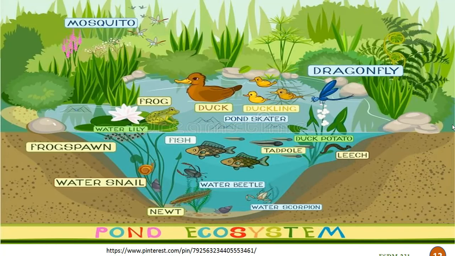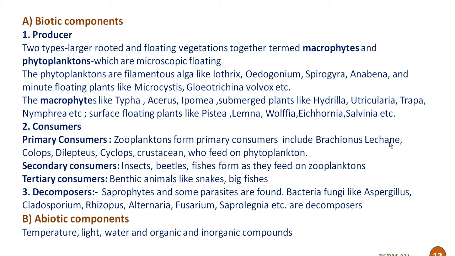So here is an overview of the pond ecosystem, in which different producers, then consumers and top carnivores are present. The structure of the pond ecosystem has a biotic component and an abiotic component, in which the biotic component produces two types of large rooted and floating vegetation, together termed macrophytes, and phytoplanktons, which are the microscopic floating organisms. So in case of producers there are two types: macrophytes and phytoplanktons. Macrophytes are the rooted and floating vegetation, and phytoplanktons are the microscopic floating organisms.